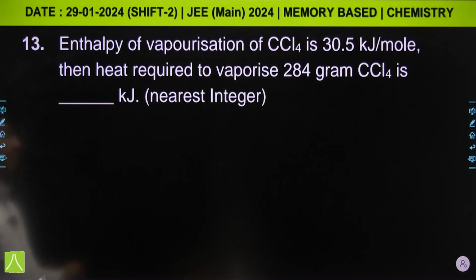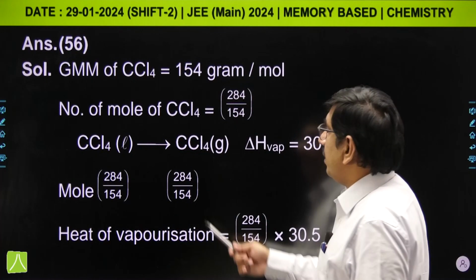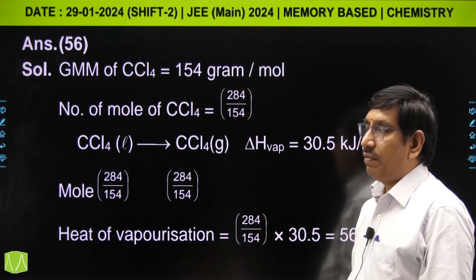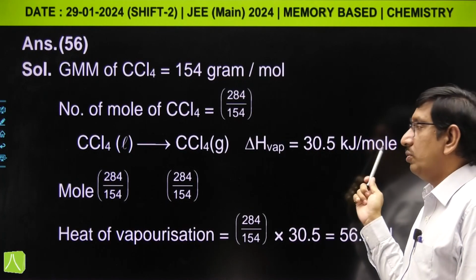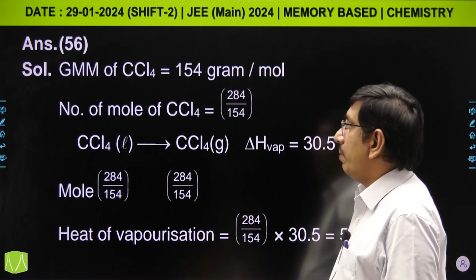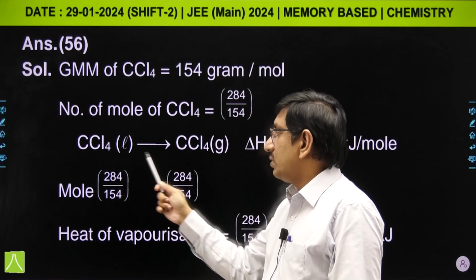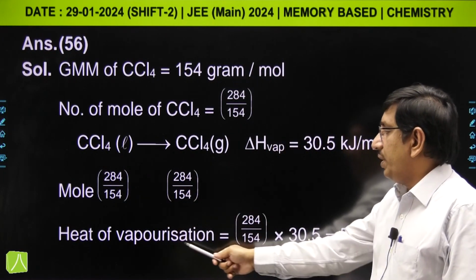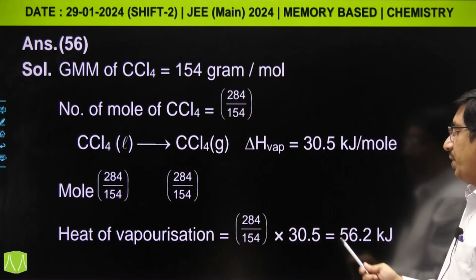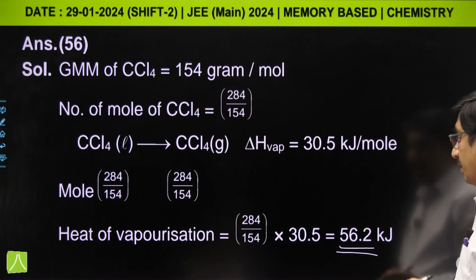Next, this is from thermochemistry. Enthalpy of vaporization of carbon tetrachloride is 30.5 kilojoule per mole. Then the heat required to vaporize 284 grams of carbon tetrachloride is. Here, carbon tetrachloride is converting from liquid to vapour, and enthalpy of vaporization is 30.5 kilojoule per mole. That means for 1 mole of liquid to convert to vapour, this much energy is needed. Now we are given 284 grams. So moles of CCl4 is 284 by 154, and we are calculating how much energy is needed for those moles. So heat of vaporization is 284 by 154 into 30.5, then you will get 56.2 kilojoule. Now if you give the answer to the nearest integer, it can be equal to 56.